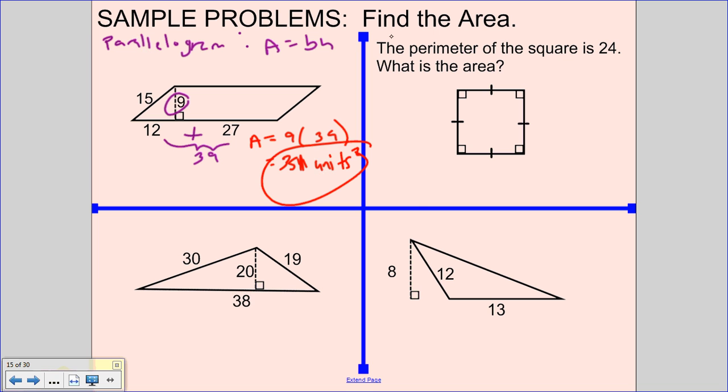In the next question, it tells us the perimeter of the square is 24, and we're going to find the area. So perimeter has a formula as well. For a square, it would be 4 times the side. Knowing that, I can substitute 24 for P, and that would help us find the measure of each side by dividing both sides by 4, which would give us 6 is the measure of each side.